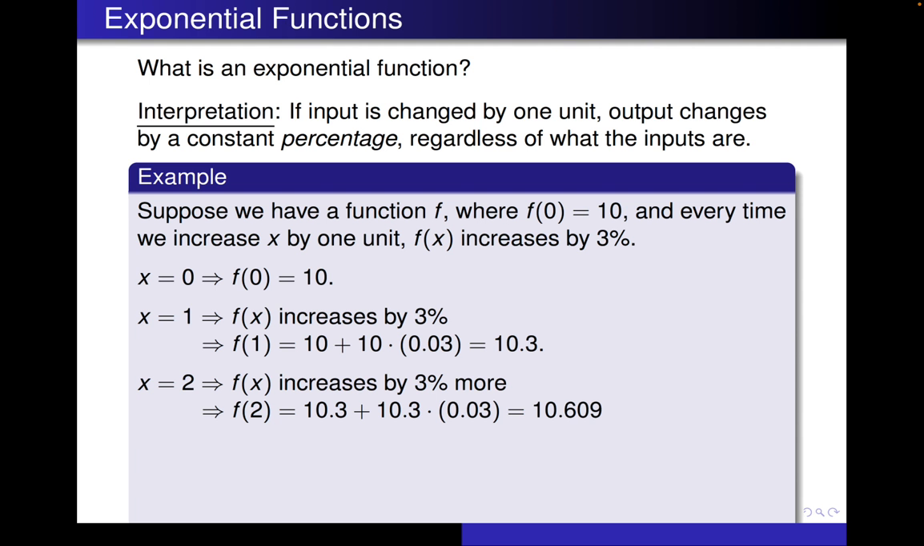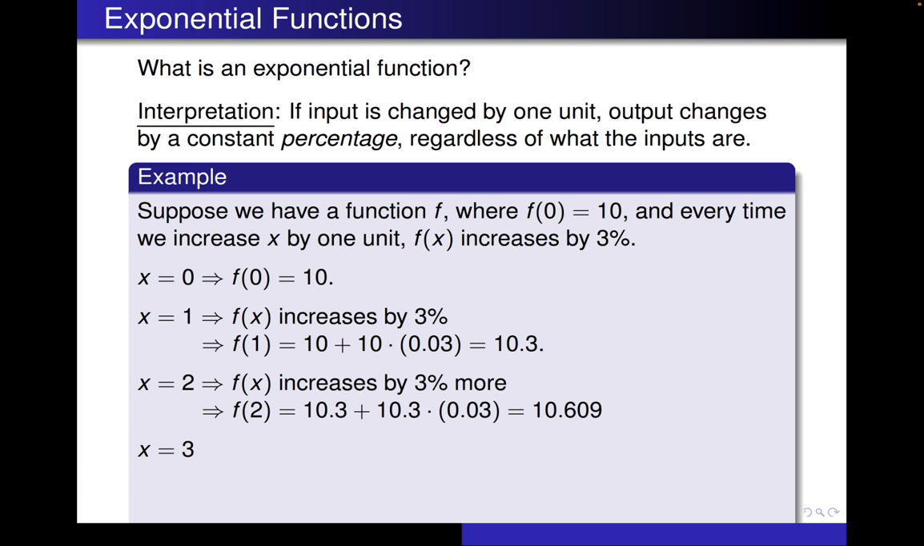And when we compute that, that gives us 10.609. Notice that between 0 and 1, we raised by 0.3. Between 1 and 2, we raised by a little over 0.3. So we don't have a constant rate of change, but we do have a constant percentage.